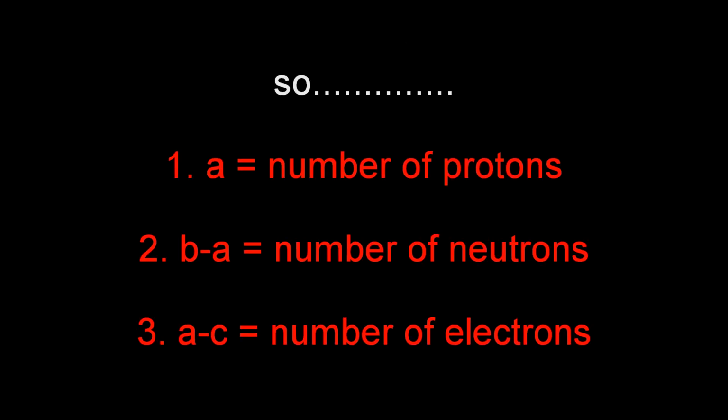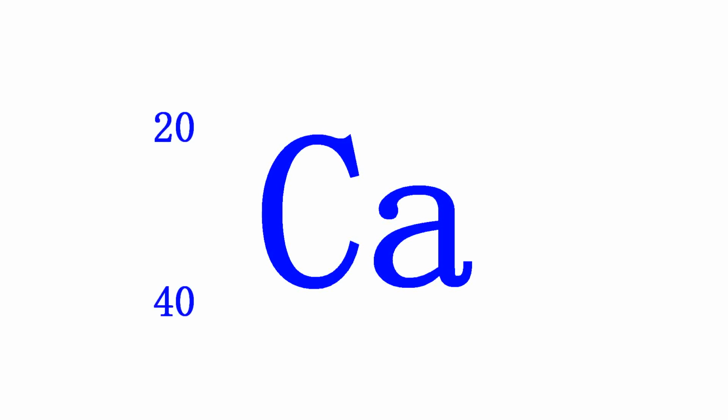So, A is the number of protons, B minus A is the number of neutrons, and A minus C is the number of electrons. Let's do some examples. Here we go. Calcium. Atomic number 20, atomic mass number 40 with a charge of 2 positive. This is our A, B, and C.